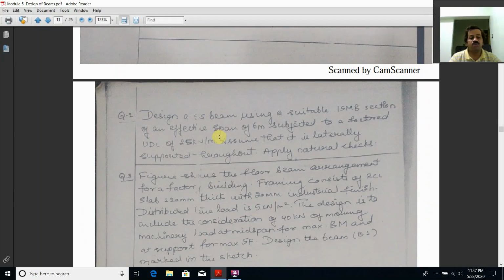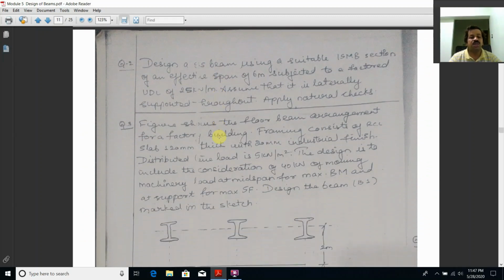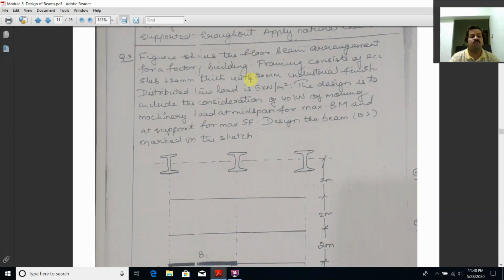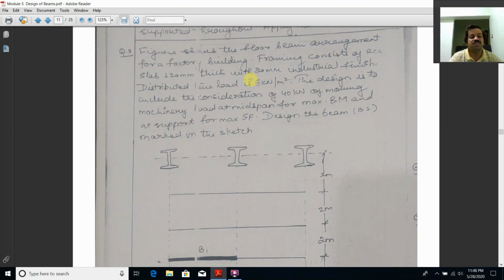The same way, another problem was given in one of the examinations, as the figure shows here. Here the second problem is given that an ISMB section should be used, and the factored UDL is already given, there is no need to calculate, go with a similar procedure. Like that, in the third type of problem, the figure shows a floor beam arrangement for a factory building. Framing consists of an RCC slab 120 mm thick, the unfinished load and distributed load are given. The moving load of 40 kilonewton is given here. It's only special in this problem.